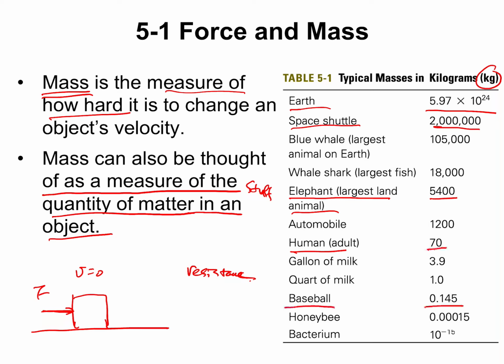Baseball, very small. And for the fluid, right? Gallon milk, 3.9 kg. It's about a gallon milk. Okay, the mass of a gallon milk. And honeybee, teeny tiny, right? Okay, so that's about the typical mass of an object.